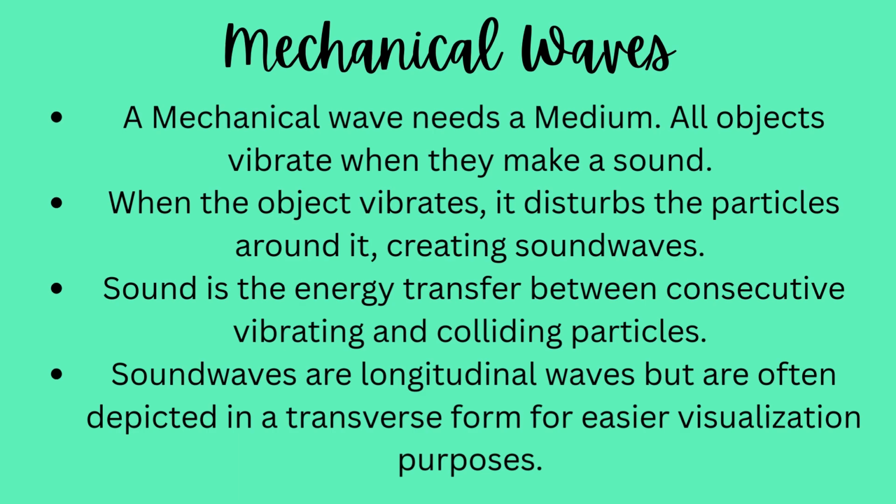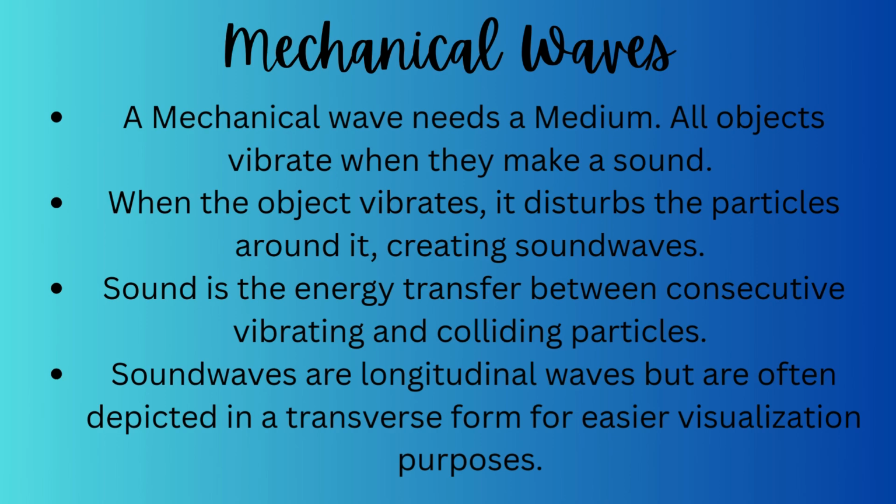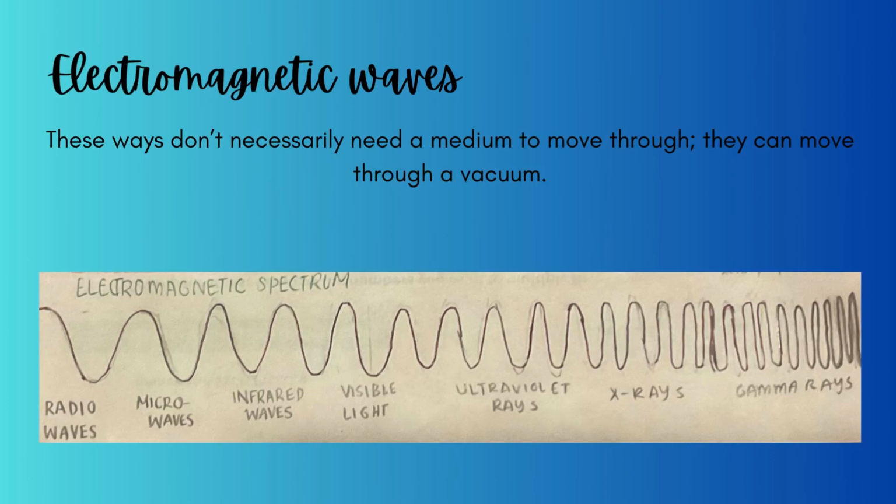So basically, when speakers and other music makers, like instruments, make sound, there is vibration, as all objects vibrate when they make a sound. So when an object vibrates, it disturbs the particles around it, creating sound waves. Those sound waves collide with the particles around them, starting a chain reaction in which particles vibrate back and forth, colliding with more particles, which vibrate back and forth, colliding with more particles again and again.